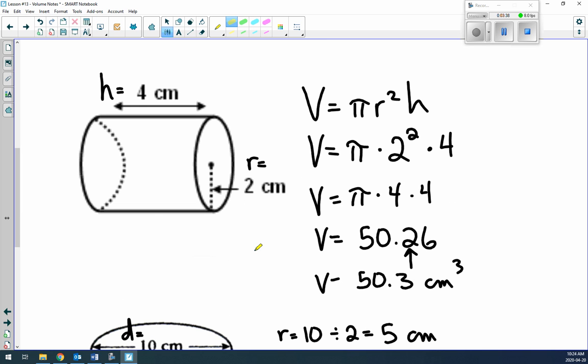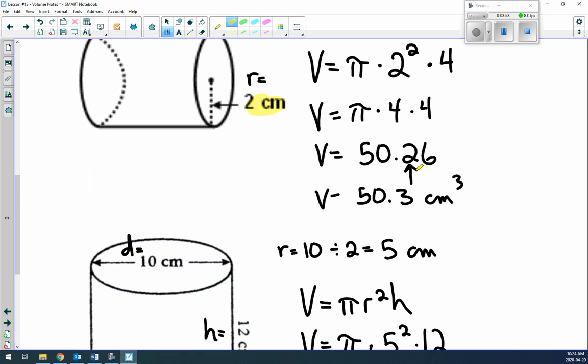So what we got here is we have a cylinder. The height is 4 centimeters. Now this one gives us the radius already. Very nice. So the radius is 2. So we can use the formula. So pi times 2 squared times 4, right? Pi r squared h. Plug it in. What do we got to do first? We got to do that square first. So 2 squared is 4. So 4 times pi gives us 50.26. We're going to round to 1 decimal place. So looking at the 2, we look to the right, we see the 6. Since it's 5 or greater, we take that 2 and round it up to a 3. So then it's 50.3 cubic centimeters.